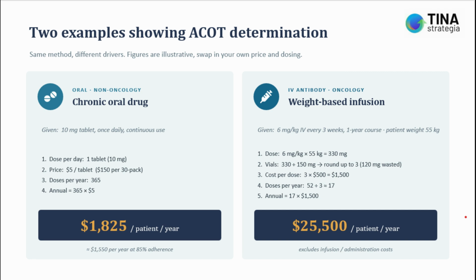And notice the footnote, this is just the drug. It excludes the cost of the infusion itself and the staff time to administer it, which in a full cost of care model you'd add on top.